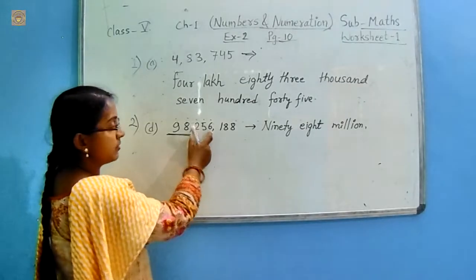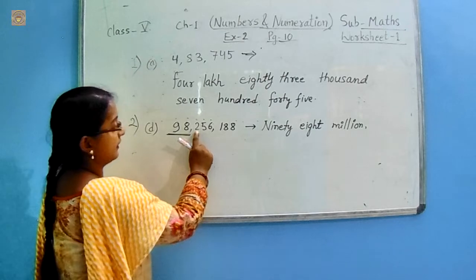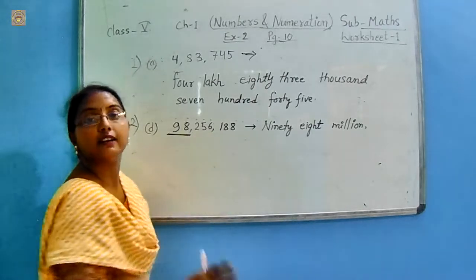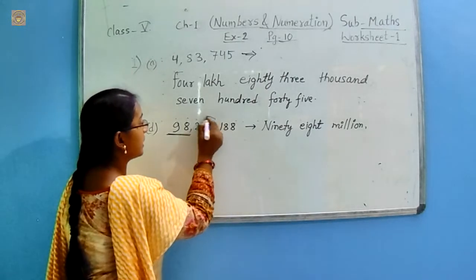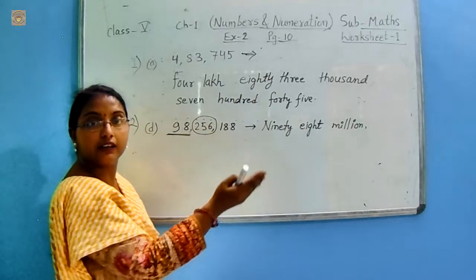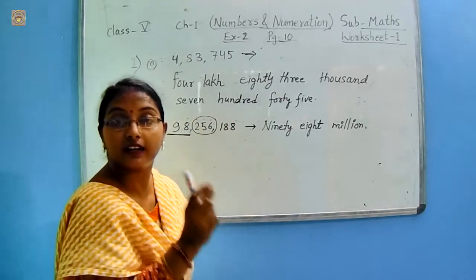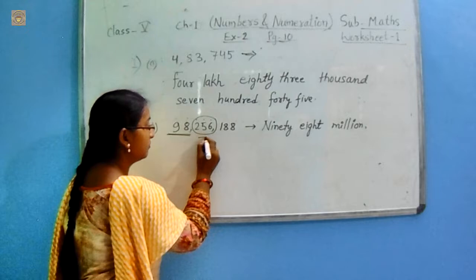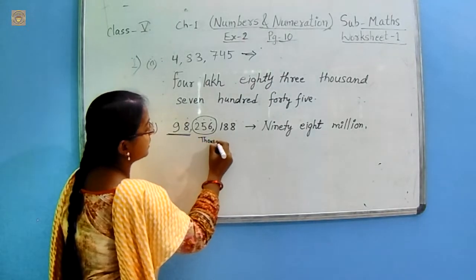million. Now in this number, 256, that means it is in a combined state, 256, and its place value is under the place value 1000.